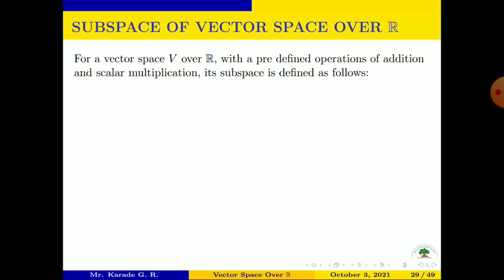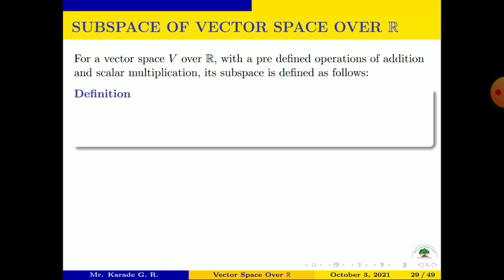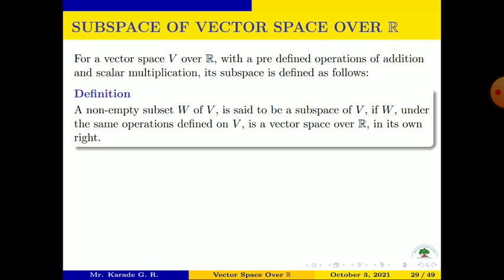For a vector space V over R with predefined operations of addition and scalar multiplication, its subspace is defined as follows. Definition: a non-empty subset W of V is said to be a subspace of V if W, under the same operations defined on V, is a vector space over R in its own right.